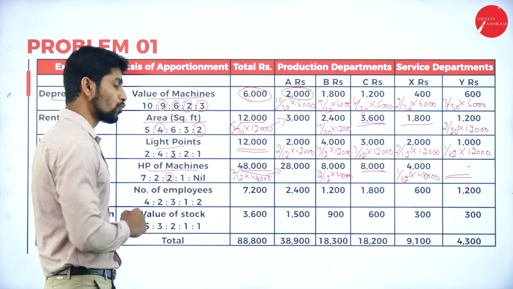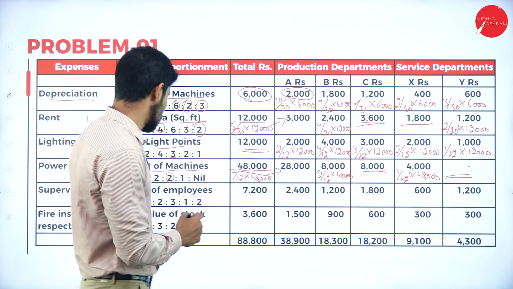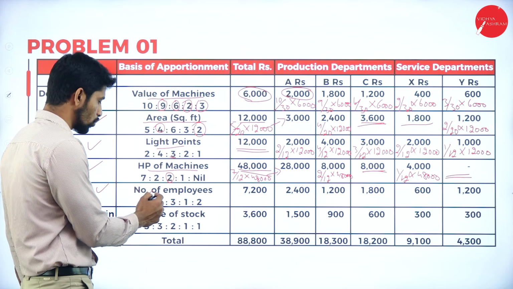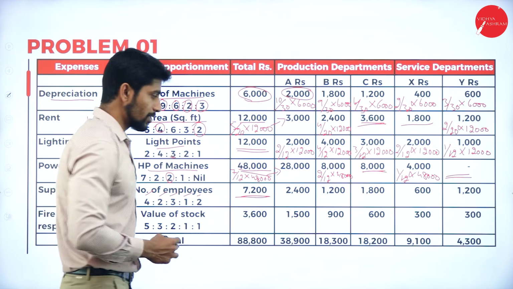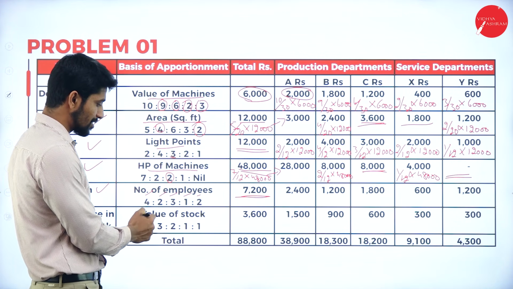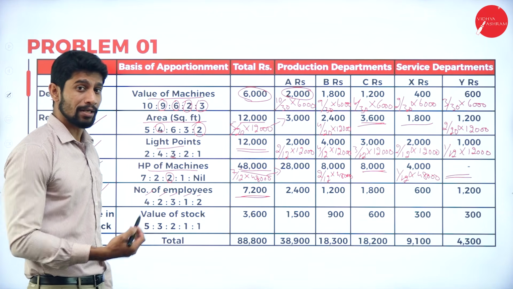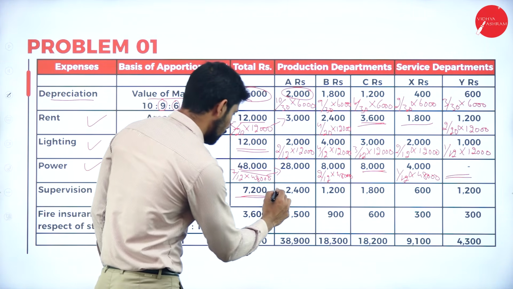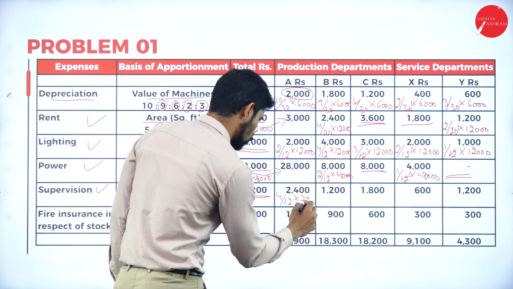Next is supervision. Supervision is based upon the number of employees. So the ratio is 4:2:2:3:1:2. Total expenditure is how much? 7,200. So allocate. 4 plus 2 is how much? 6. 6 plus 3 is how much? 9. 9 plus 1? 10. 10 plus 2? 12. So here 4 divided by 12 into 7,200.